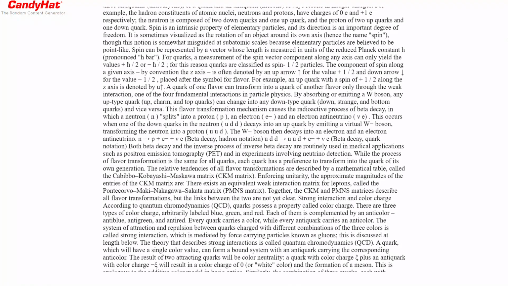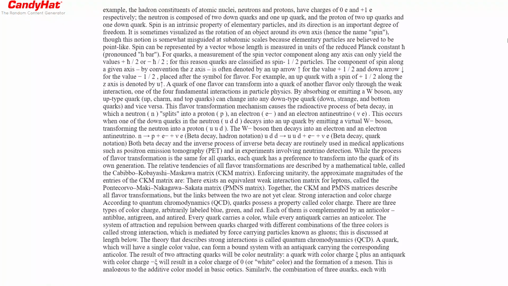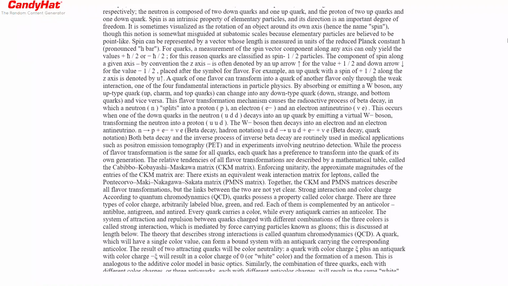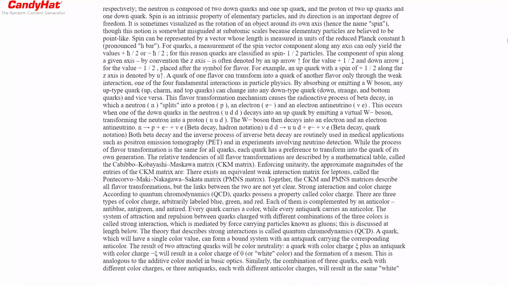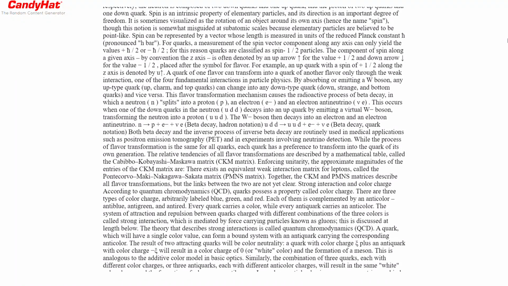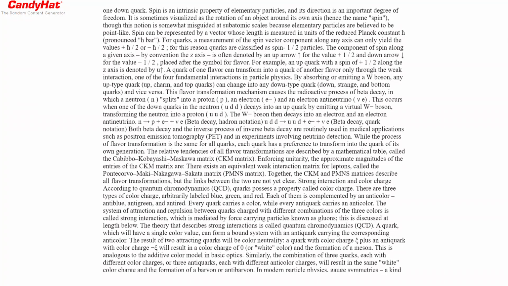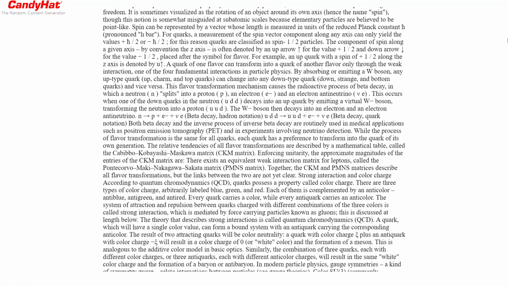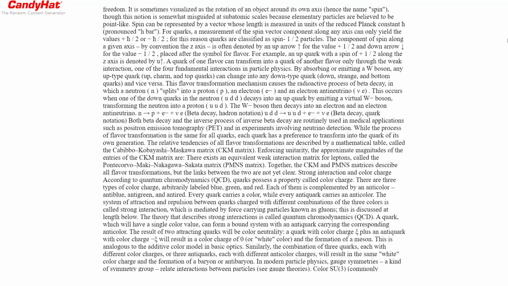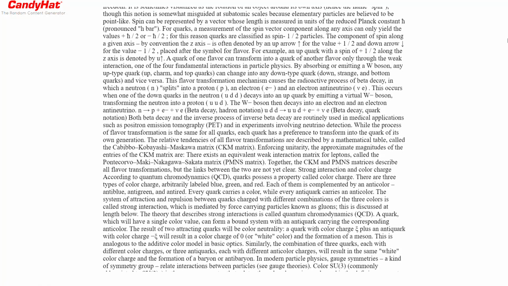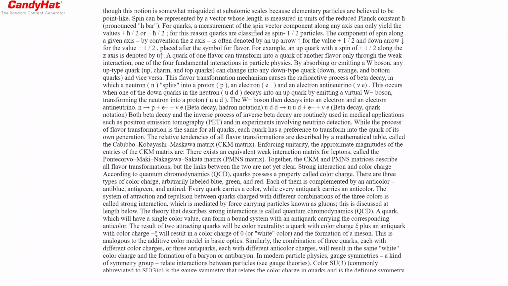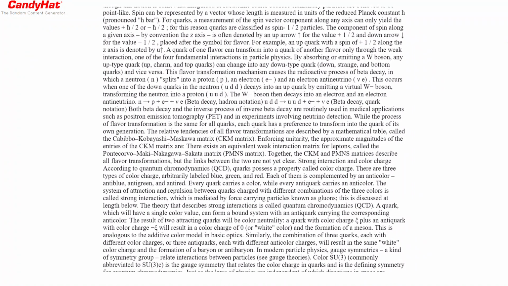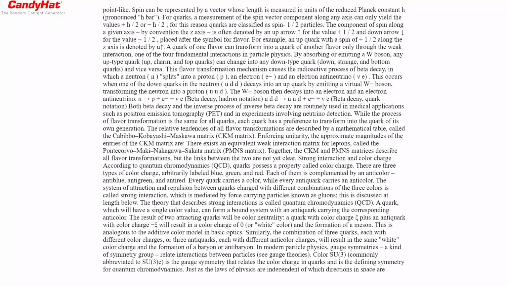A quark, which will have a single color value, can form a bound system with an antiquark carrying the corresponding anticolor. The result of 2 attracting quarks will be color neutrality. A quark with color charge ψ plus an antiquark with color charge −ψ will result in a color charge of 0, or white color, and the formation of a meson. This is analogous to the additive color model in basic optics. Similarly, the combination of 3 quarks, each with different color charges, or 3 antiquarks, each with different anticolor charges, will result in the same white color charge and the formation of a baryon or antibaryon.